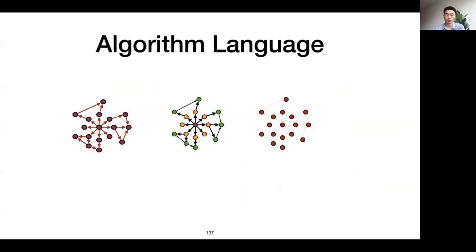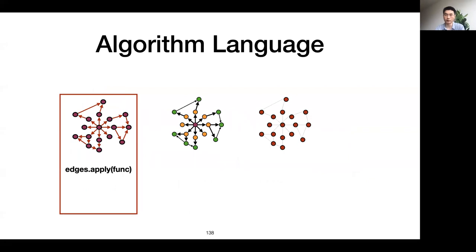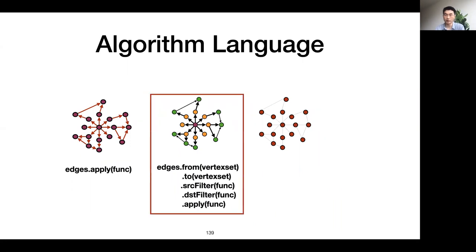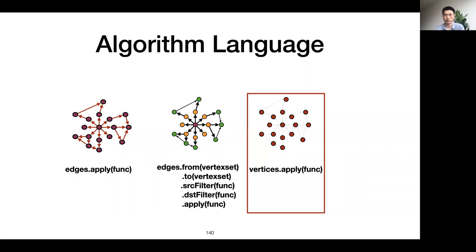Right, so the GraphIt language works on vertex and edge sets. For topology-driven algorithms, the programmers can apply a user-defined function on all of the edges in the graph. For data-driven algorithms, the programmer can use a set of filtering operations, such as from, to, source filter, and destination filter, to filter out a subset of edges that they want to process, and then apply user-defined functions on the subset of edges. And the programmers can also apply user-defined functions on vertex sets.